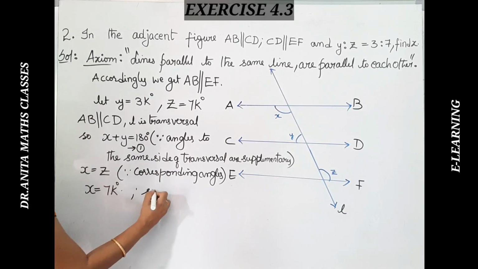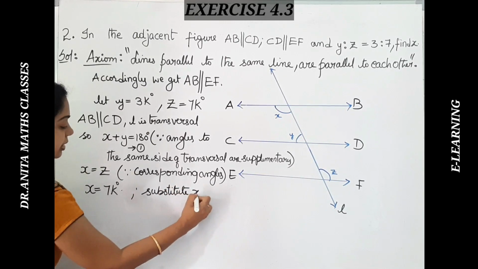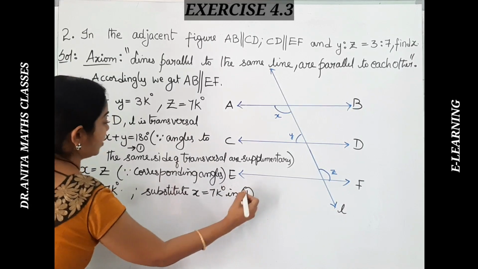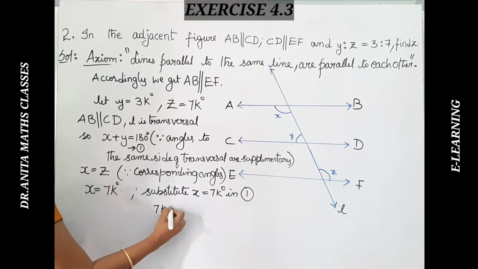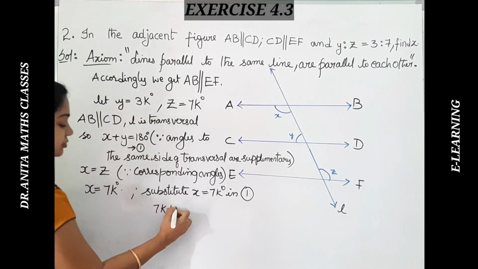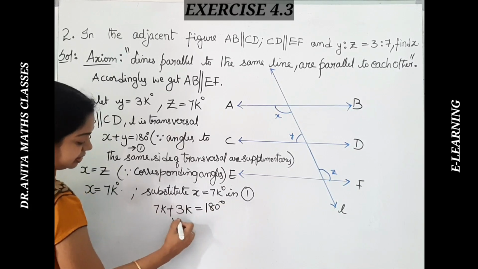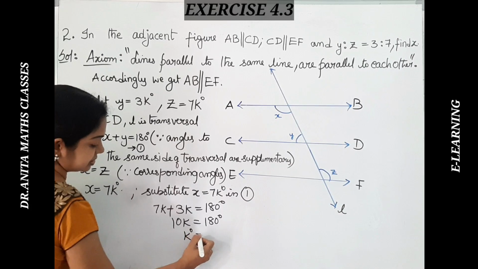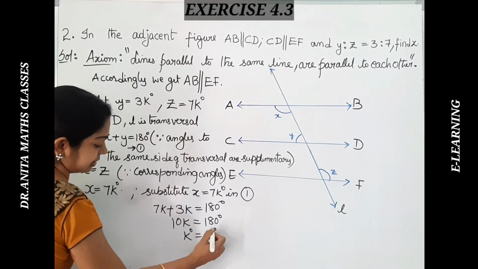Again we'll substitute X equal to 7k in equation 1. So equation 1 is X plus Y. So 7k plus Y, which we know is 3k, equals 180. From this, 10k equals 180. So k is equal to 180 by 10, that is 18 degrees.